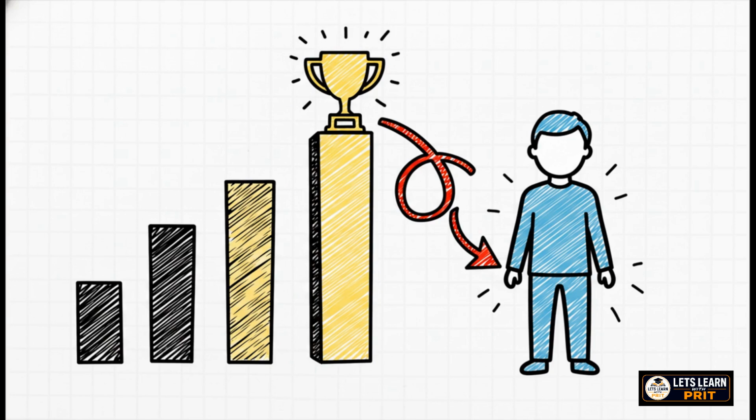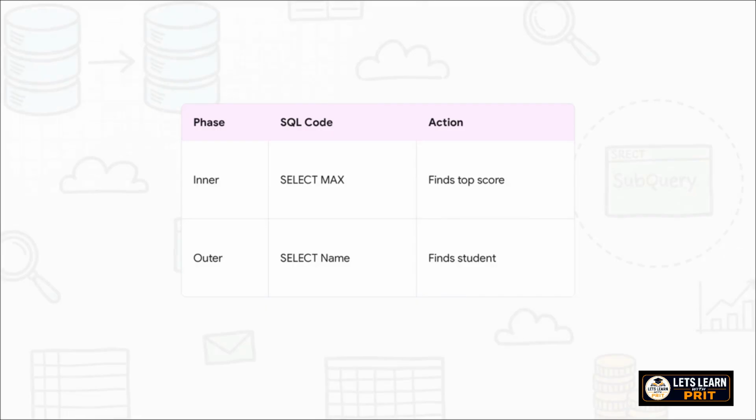Let's break down exactly how this runs in the background. And this brilliantly illustrates the inside-out rule we talked about. As you can see in the execution phase, the database runs the inner query first. Select max of marks from students. Let's pretend the result is 98. The database holds onto that number. Now the outer query runs. It looks like this. Select name from students where marks equals 98. It seamlessly substitutes the inner query with the result. Boom! Just like that, it finds the exact student.